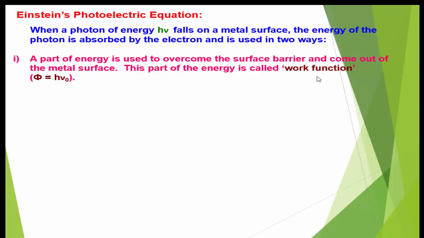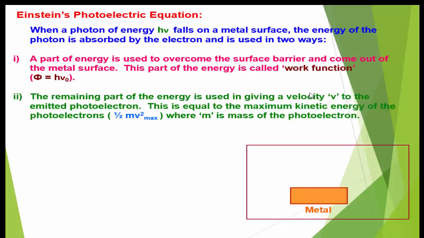The next important concept is Einstein's photoelectric equation. Already we have studied this. This is the metal. When a photon, which is in the form of E = hν, is incident on the surface of this metal, the whole energy is incident on the surface of the metal.